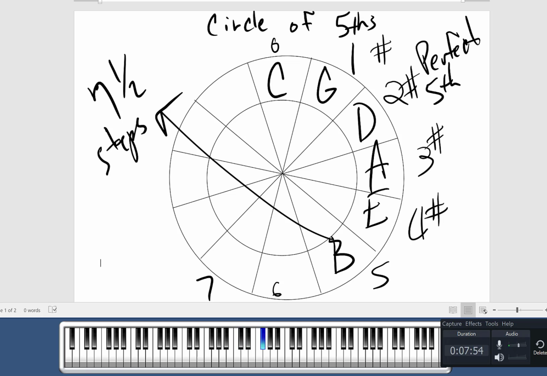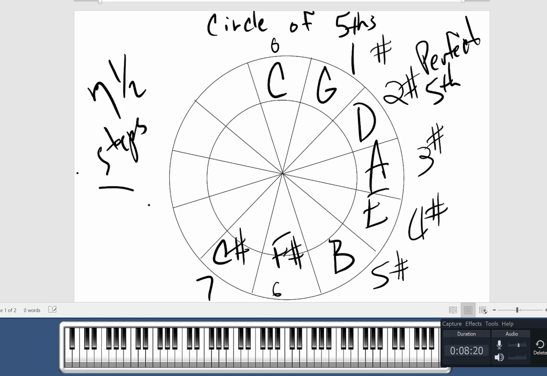Yeah, we didn't end on a white key. We did on a black key. That's F. So that makes that F sharp. And then 7 half steps up from F sharp gets us to C sharp. So here are the keys that have sharps in them. G, D, A, E, B, and C sharp.